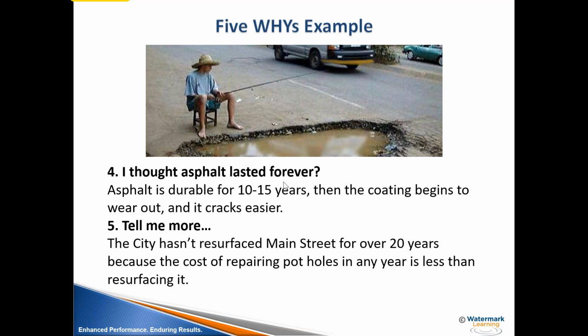Well, the city hasn't resurfaced Main Street for over 20 years because the cost of replacing it is way more expensive in any one year than resurfacing it. So guess what? We just do it again and again and again. So we're really down to the root cause, which is a money problem. So perhaps an outcome of all of this might be that you would recommend that you get a budget exception and repave the street, thereby saving maintenance for 15 to 20 years and showing the money savings over that time. So just kind of a condensed little example.